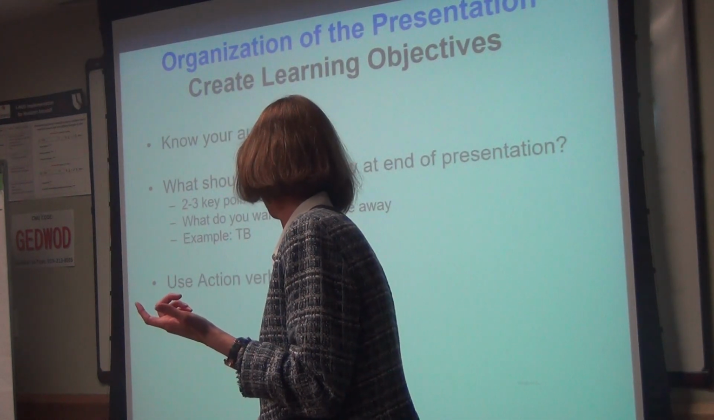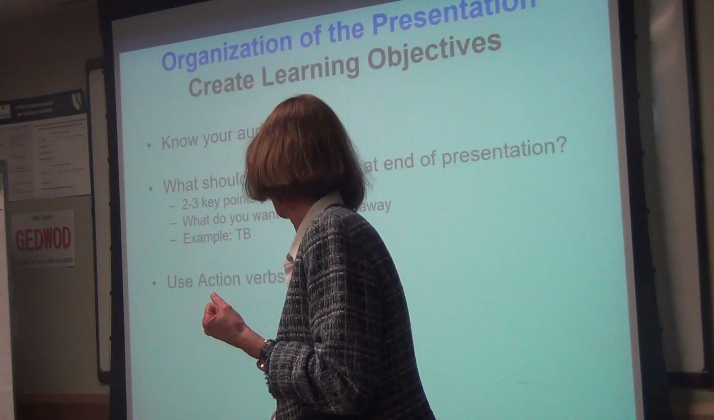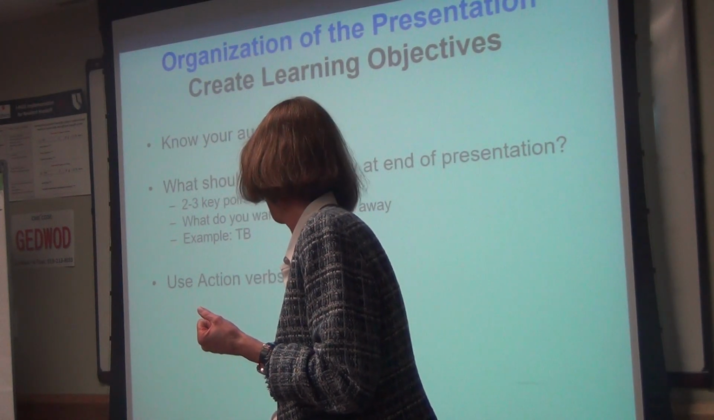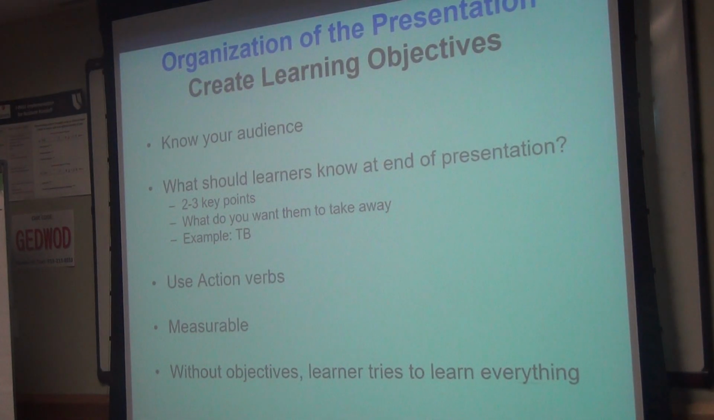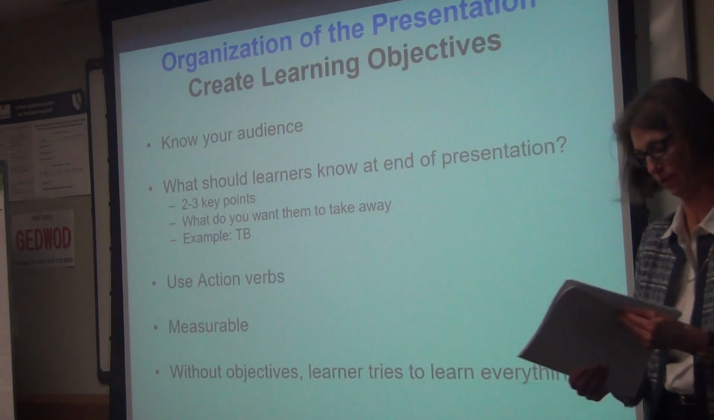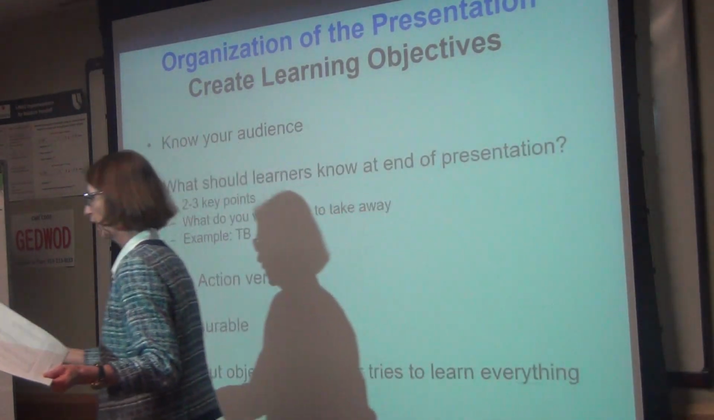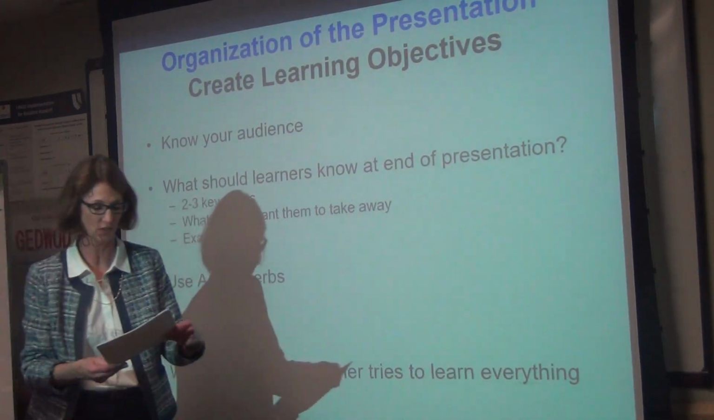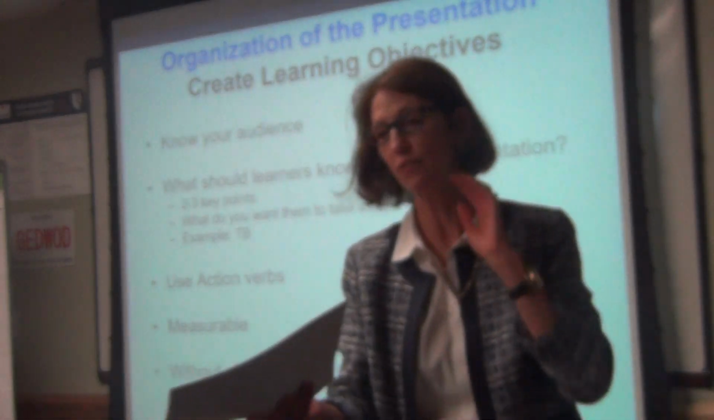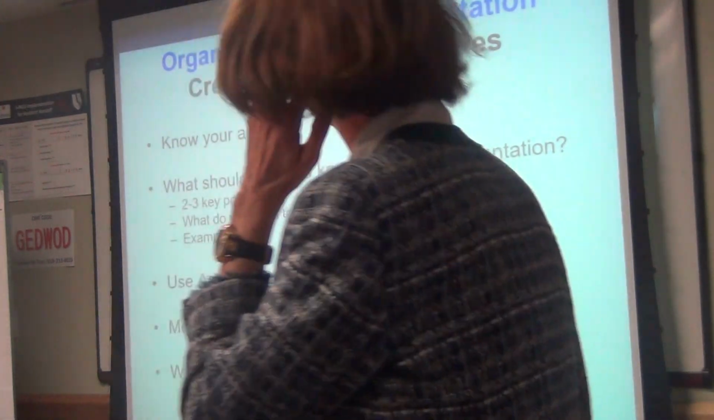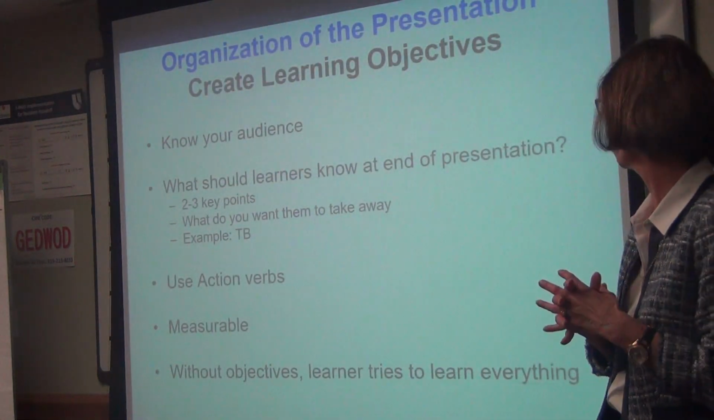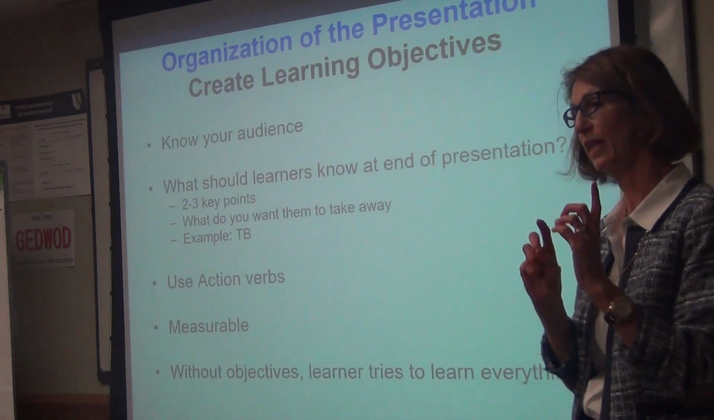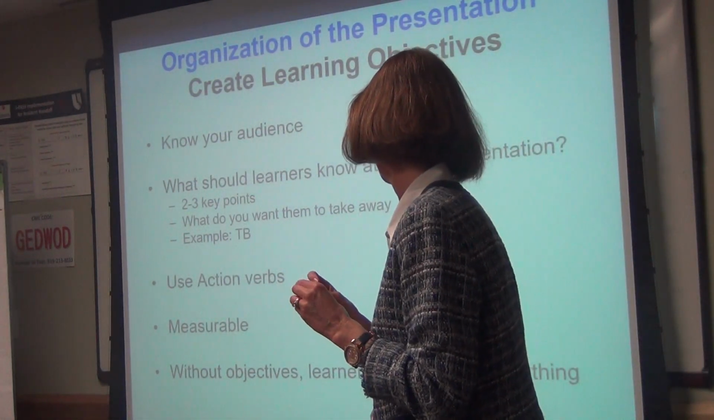This is what they should know. I gave you the TB example, what you want them to take away, and then use action verbs. And the action verbs should be measurable. Many of you have probably already gotten these, but to write learning objectives, you'll see whenever we send out grand rounds, we always ask people to have learning objectives so we can define what they're talking about. So those are examples of action verbs that are measurable.